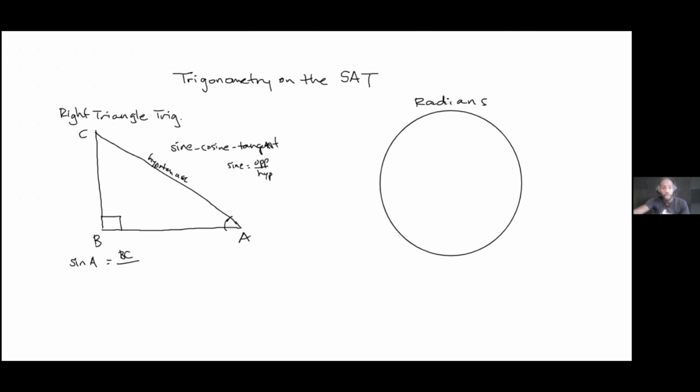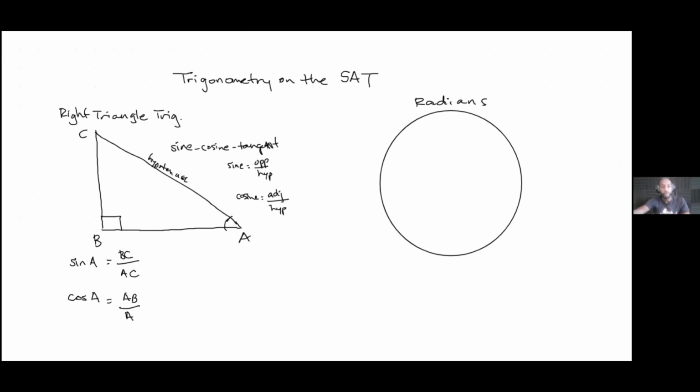Now, cosine is going to be the adjacent over hypotenuse. In other words, the cosine of an angle is a ratio of the side length adjacent to the angle, which is right beside it, over the hypotenuse length. So the cosine of angle A is going to be a ratio of the side adjacent to that angle, which is side AB, over the hypotenuse, which is AC.